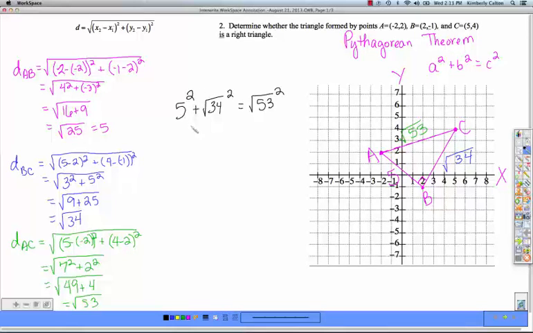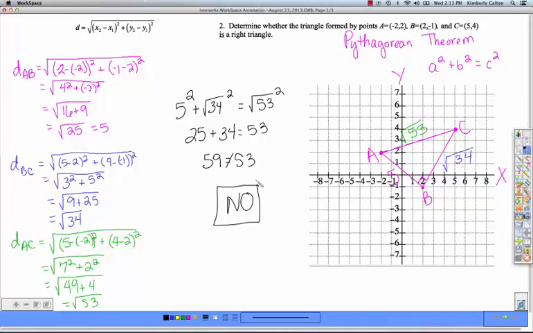So we're going to go ahead and simplify. 5 squared is 25. 34, notice that the square root and the square cancel, so we just have 34. And again, the square root and the square cancel, and we have 53. So now we have 59 equals 53. That is not true, so the answer to this problem is no.